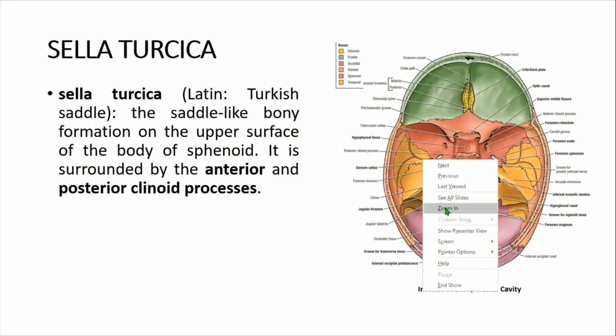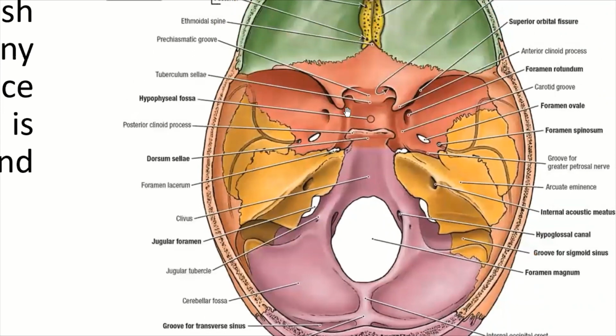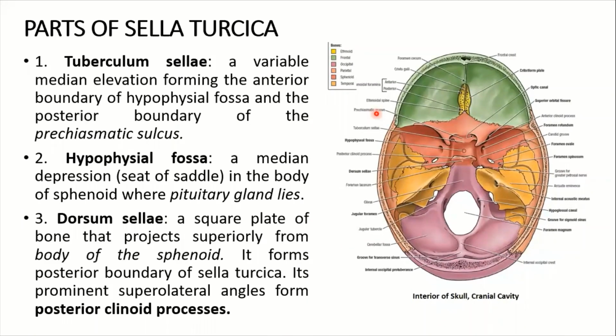And let's enlarge again here. Yes, here you see this is the anterior clinoid processes, this is the posterior clinoid processes, and this is the sella turcica. So three parts of the sella turcica. First is the tuberculum sellae. This part is the tuberculum sellae, right? And this is the hypophyseal fossa, and this is the dorsum sellae.